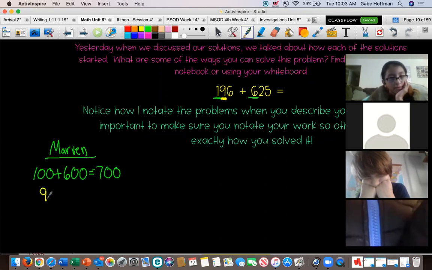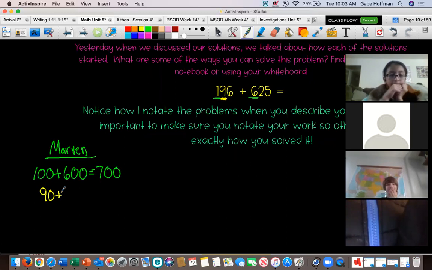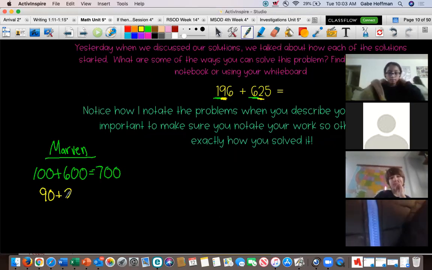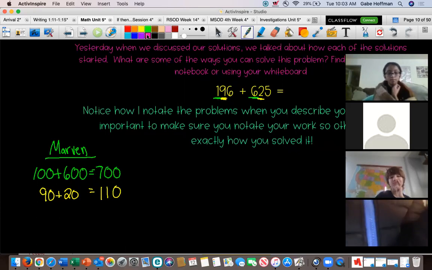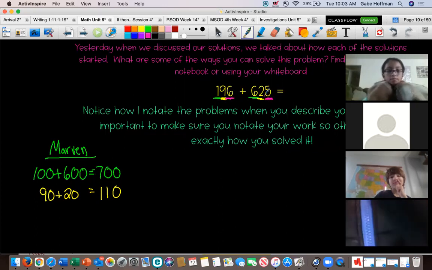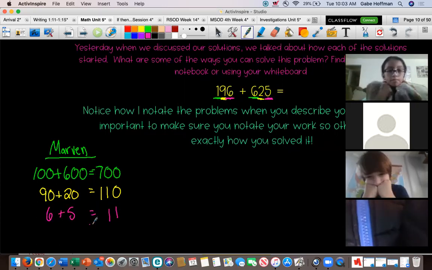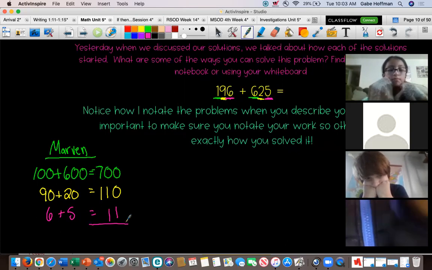90. So I have 90 plus 2 tens, which is worth 20. So I do 90 plus 20, and I would get 110. Then last, I'm going to go to my ones place. 6 ones and 5 ones. So I do 6 plus 5, and I get 11.